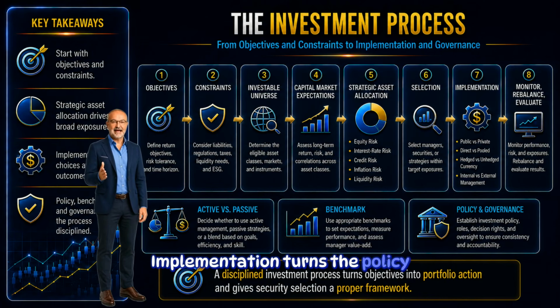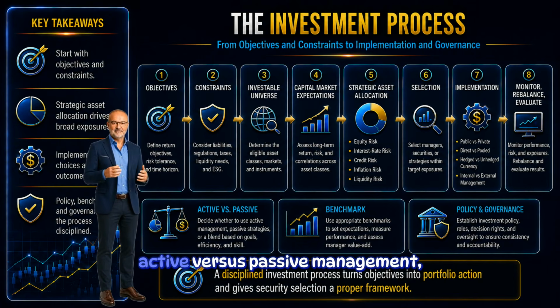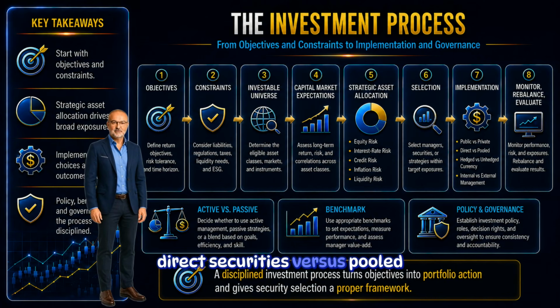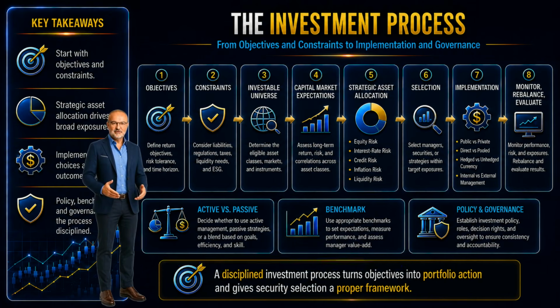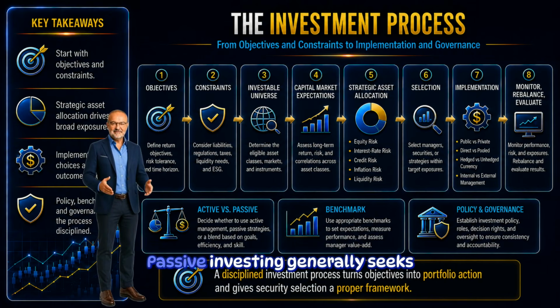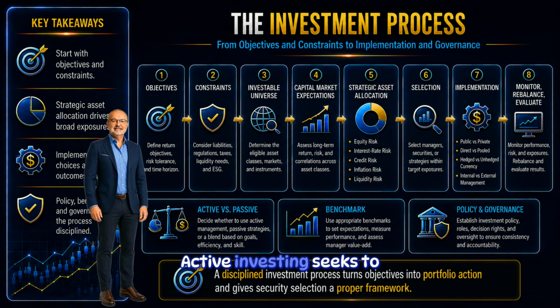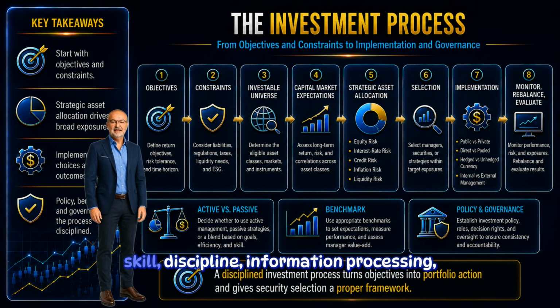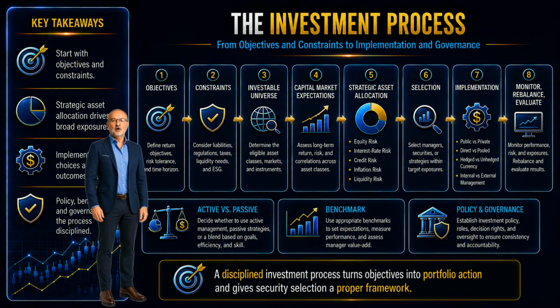Implementation turns the policy allocation into actual investments. This includes decisions about active versus passive management, public versus private markets, direct securities versus pooled vehicles, hedged versus unhedged currency exposure, and internal versus external management. Passive investing generally seeks to track a benchmark efficiently. Active investing seeks to add value through judgment, skill, discipline, information processing, risk management, access, or specialized expertise. A benchmark provides a reference point for evaluating risk and performance.